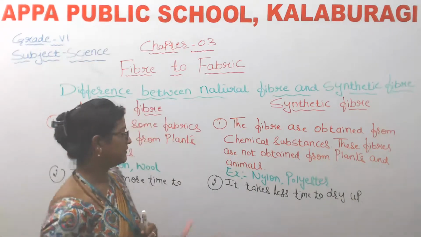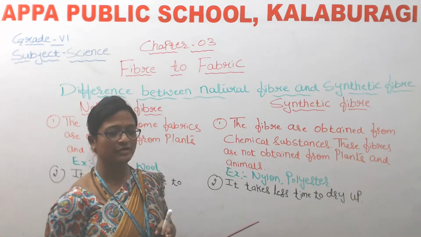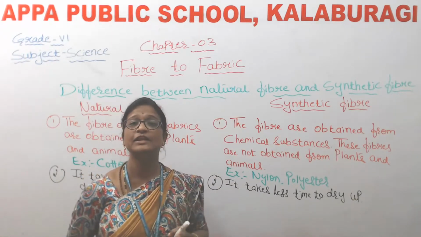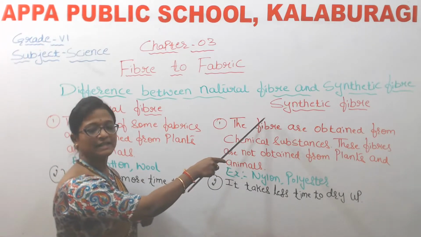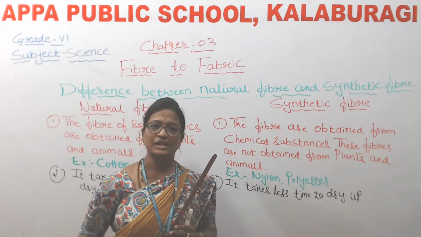Okay, so you might have observed, when your mother washes your clothes and hangs them outside, no? Just observe which type of clothes dry up easily or fast. Synthetic fibers will dry up fast and easily, and natural fiber takes time to dry up.